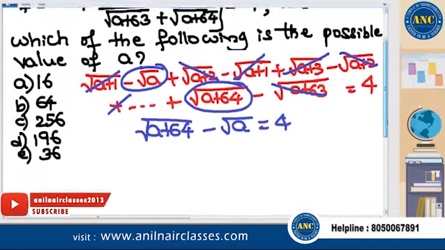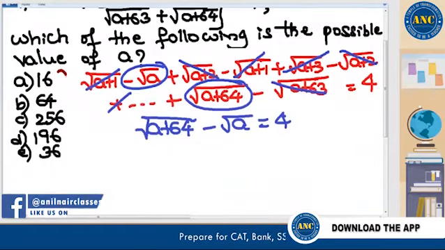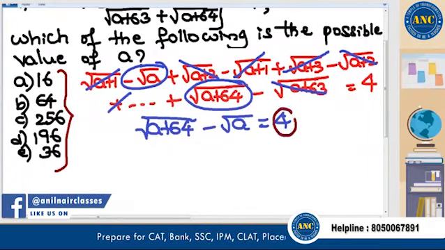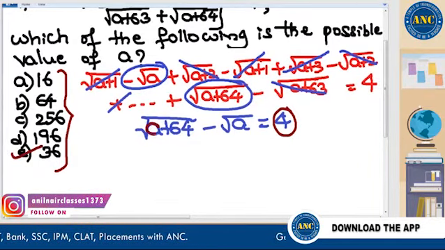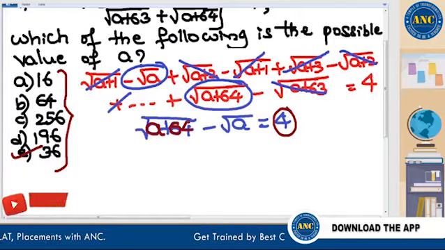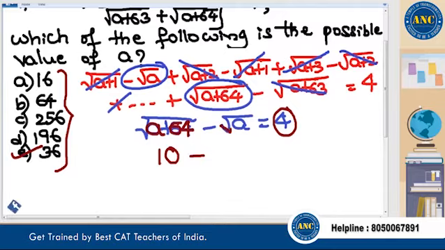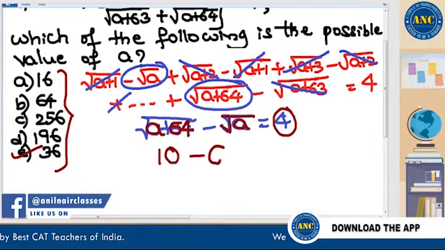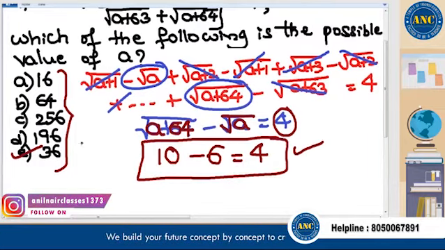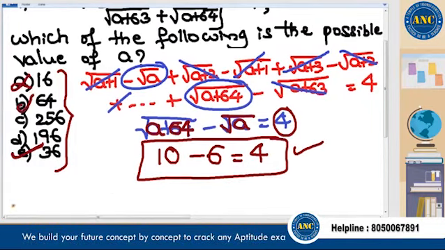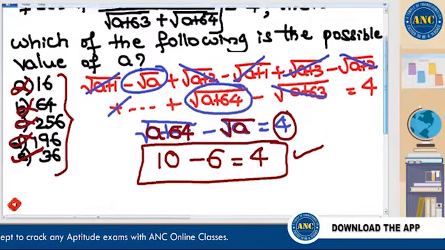Now, which is the possible value of a is the question. Listen carefully: which value, when I substitute it from the given options, will give me 4 as the right hand side? Simple analysis. If I put a as 36, root of a plus 64, 36 plus 64 is 100, root of 100 is 10, minus root of 36, which is 6. Is 10 minus 6 equal to 4? Definitely 10 minus 6 is equal to 4. Therefore, that should be my right answer. None of the other values will satisfy, only that value will satisfy. That should be the answer.